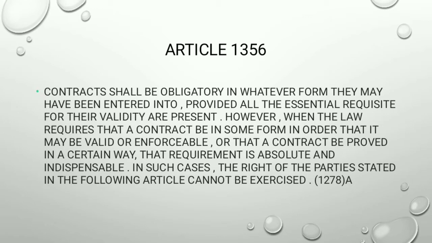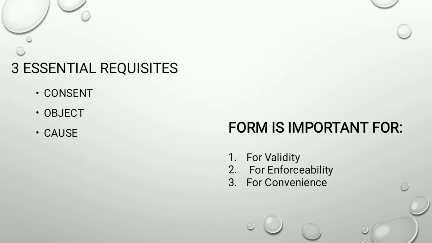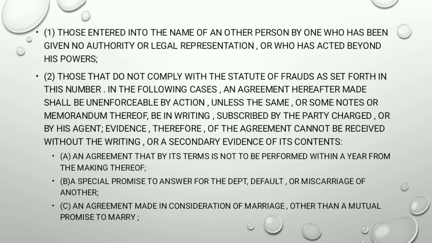At ano ba yung mga dahilan bakit nagre-require yung law ng certain form? May tatlong dahilan. Una, form for validity. Dito, yung mga contracts na hindi sumunod sa proper formality under validity will be considered void contracts or non-existing contracts. Pangalawa, for enforceability. Dito, yung mga contract na hindi susunod sa kanilang formality, at yung formality na yun ay required for enforceability, ay considered unenforceable contracts. Ito ay makikita sa Article 1403. Dito, kapag hindi daw nasa writing lahat ng ito, yung contract ay ikokonsider na unenforceable.